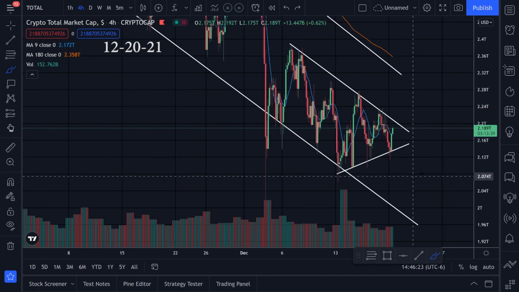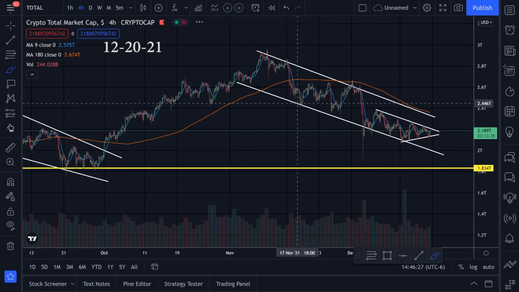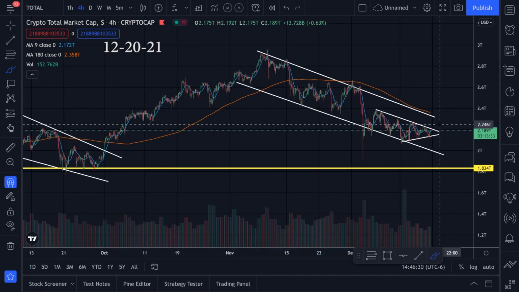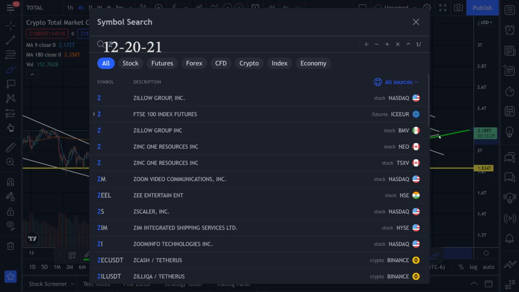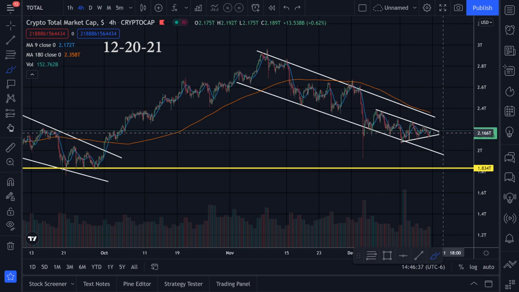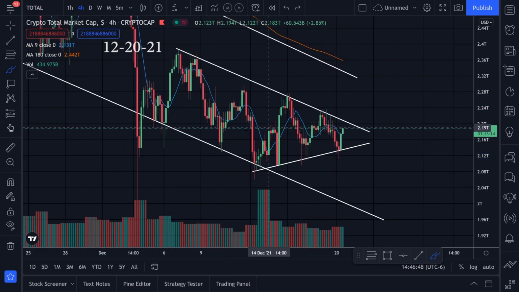If we break down, that means that we might still be in this channel. At least we're trending down in general. We're still trending down, but it looks like we're holding support at this level right here. Let's see if we can hold support at this line right here. But yeah, 4-hour time frame, total crypto market cap, ticker symbol TOTAL.